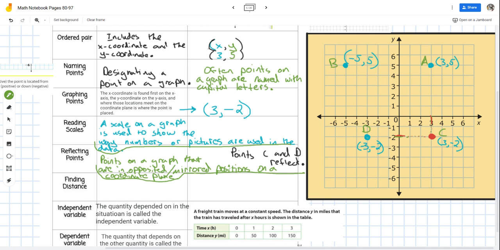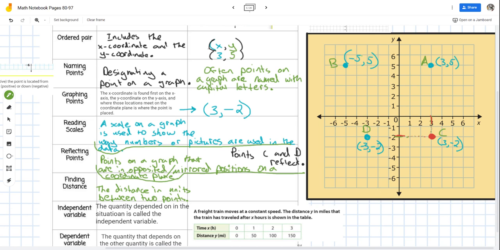Finding distance between points. So you're finding the actual distance between 2 points, not necessarily distance between points on a number line. So the distance in units between 2 points. Let me give you an example here.